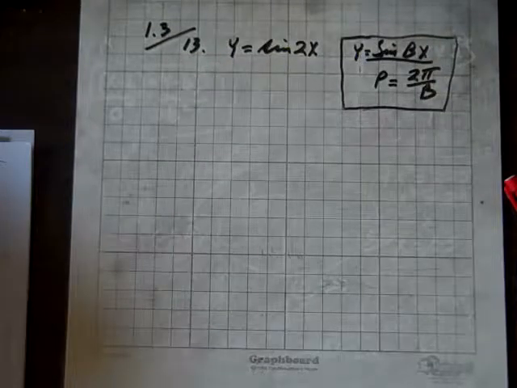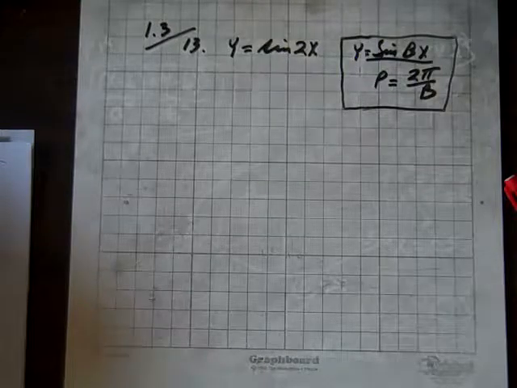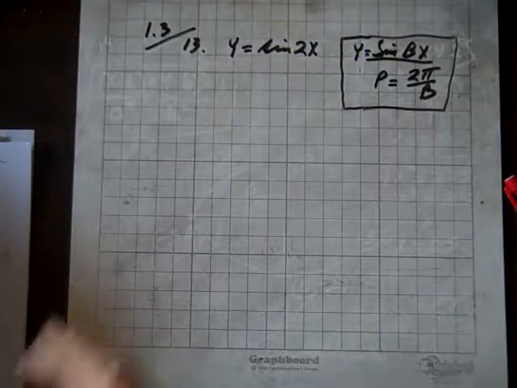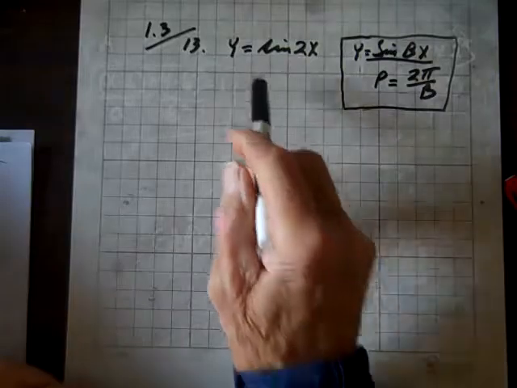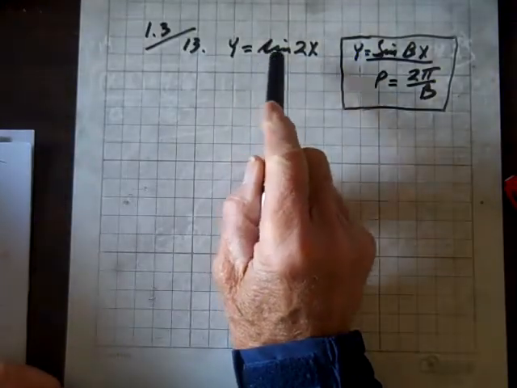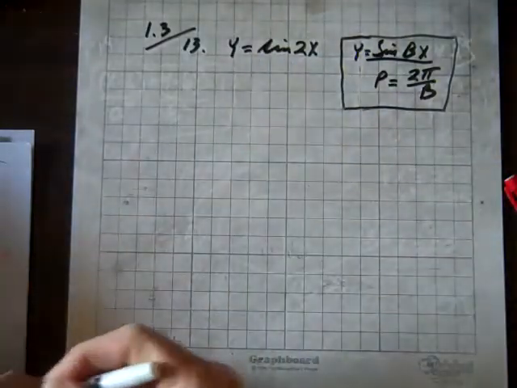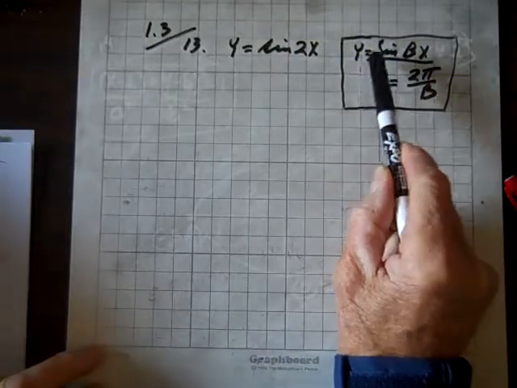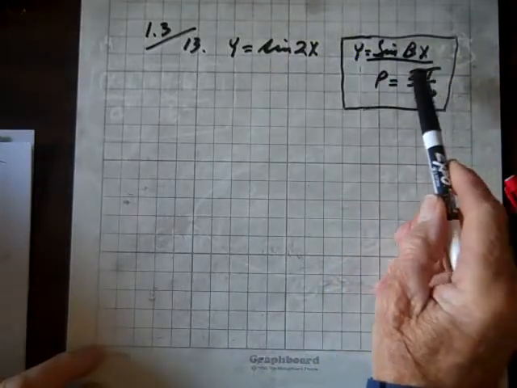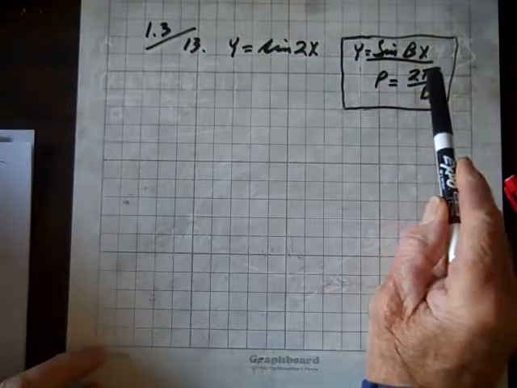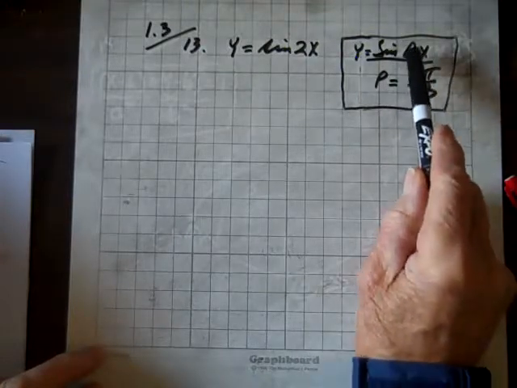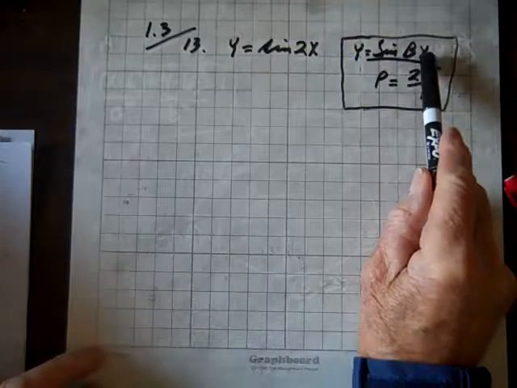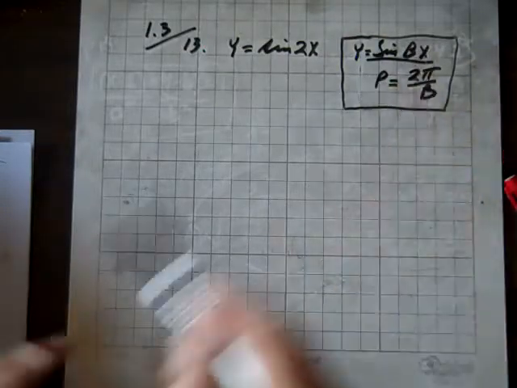So this is section 1.3, and we're doing question 13. It says to graph this and also find the period of it. Well, to find the period, anytime you have something of the form y equals sine of bx, the period can be found by dividing 2 pi by whatever the coefficient b is on x. And so that's the period.